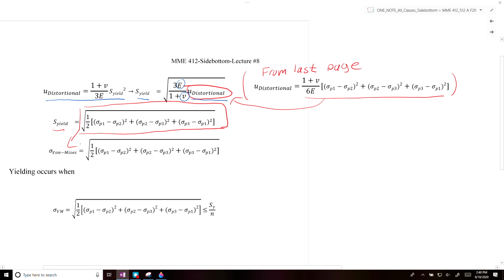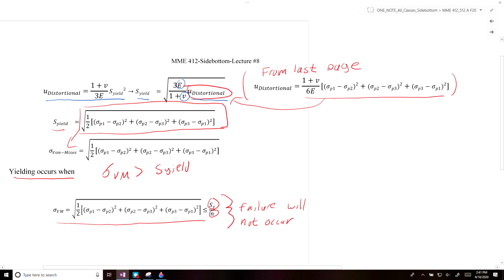And we'll say that yielding will occur in any ductile material when the von Mises stress is greater than S yield. If you're trying to use it for design, you can say that for a given material and for a desired factor of safety, the maximum von Mises stress has to be less than or equal to this value, and failure will not occur as long as this inequality is true.